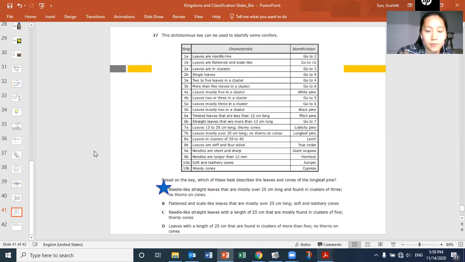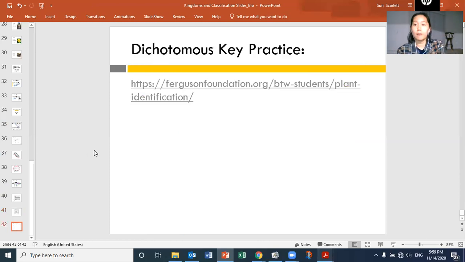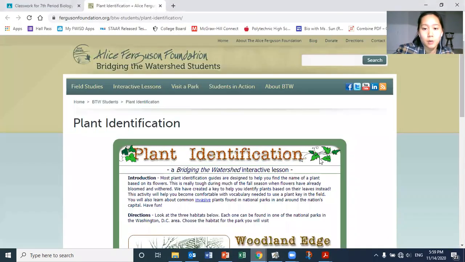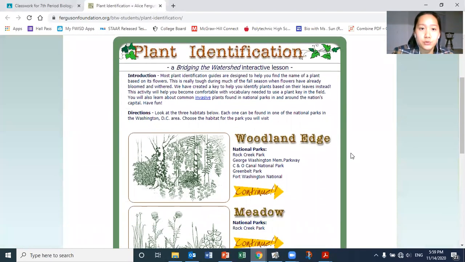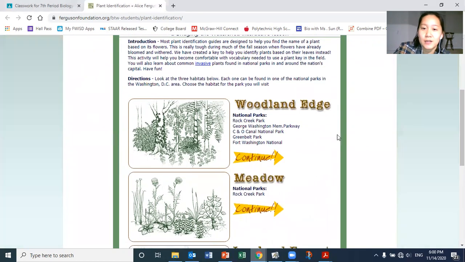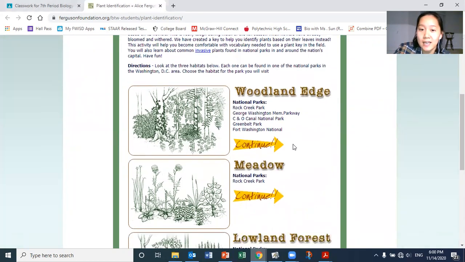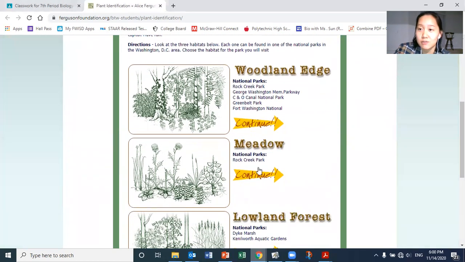Okay, there is a site right here that I'm going to actually ask you to go to and follow along. It's really, really cool. So if you open the link, and I'll include it in the Google Classroom post, it's actually going to help you do plant identification. What I think is really cool too is that the plant identification here, which uses a dichotomous style key, is based on places near where I'm originally from in Maryland. So they're close to DC, and I actually worked at the pool that's right next to Rock Creek Park here.